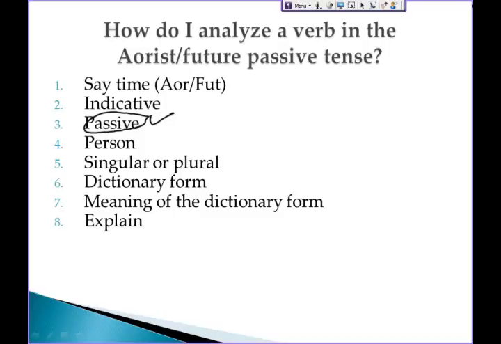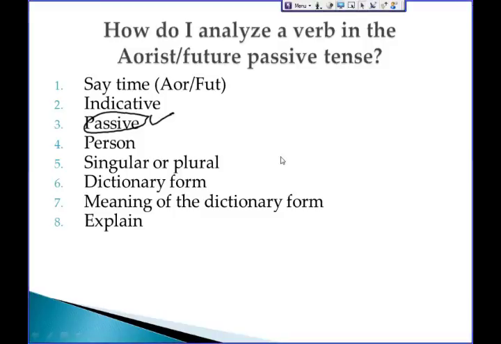Is it aorist? Yes. Aorist passive. Indicative, yeah. Third person. Third person singular. Look at it carefully. Like I took time explaining the first person, it looks like inverse.